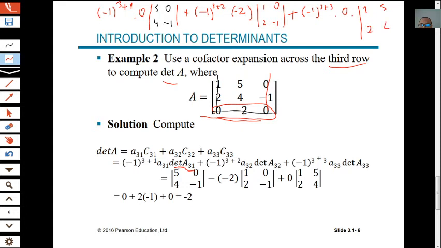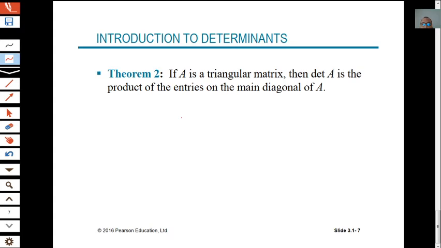From here it is equal to, the first one is 0, since we have 0 in the multiplication, -1 times -2 becomes +2, times this determinant, which is -1, and the third one is 0 already, since we have 0 here, so we have -2. Okay, according to the third row we can find the determinant of this matrix.